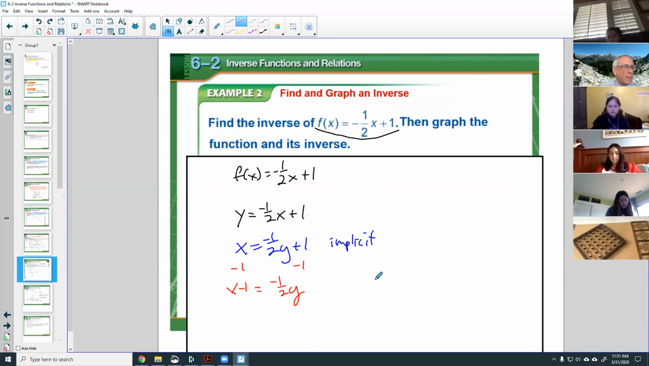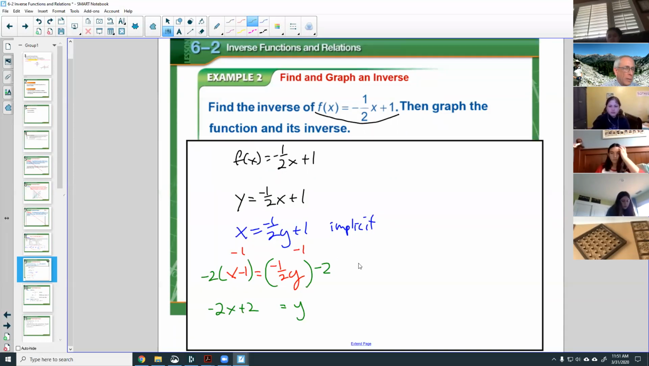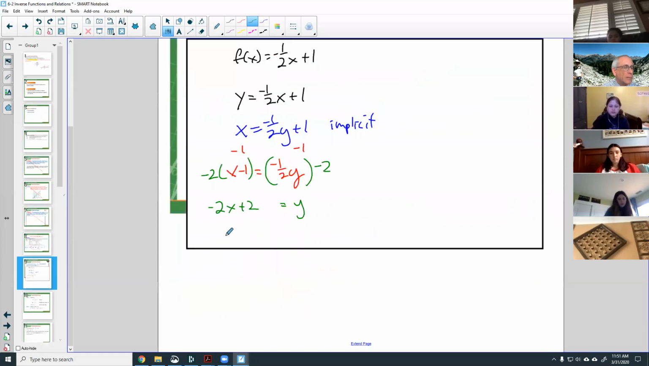That's good. Great. And now I'll continue on, and I still got to get y all by itself. So I think I'll multiply by the reciprocal of negative 1/2. I'll multiply by negative 2. And if I do it on that side, I got to do it on that side. So now I have just y on this side, and on this side, I have negative 2x plus 2. Because I'm a little bit OCD, I'm going to change this to y equals negative 2x plus 2. Got to have my y's on the left-hand side.